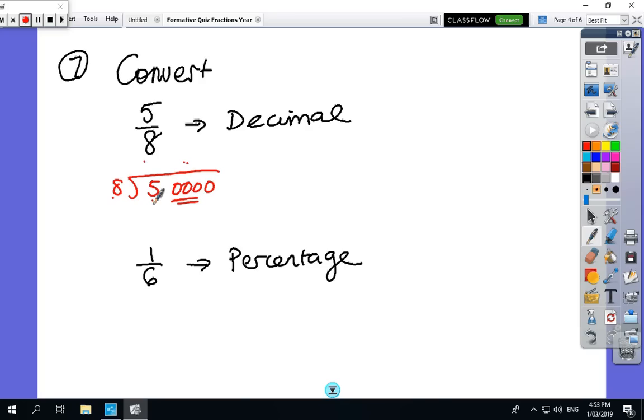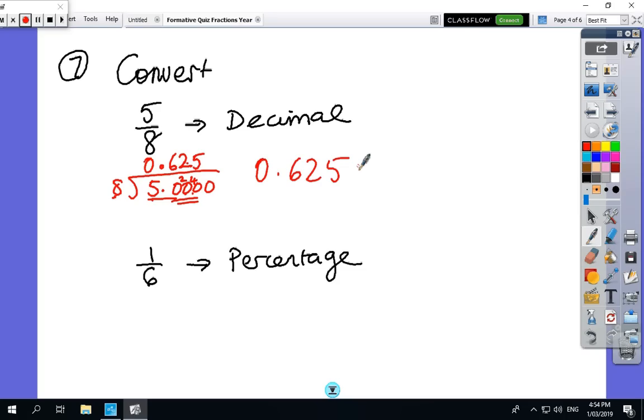So 8 into 5 doesn't go, decimal place up. 8 into 50, 8 6s are 48, 2 left over. 8 into 20, 8 2s are 16, 4 left over. 8 into 40 goes 5, none left over. So the answer is 0.625.